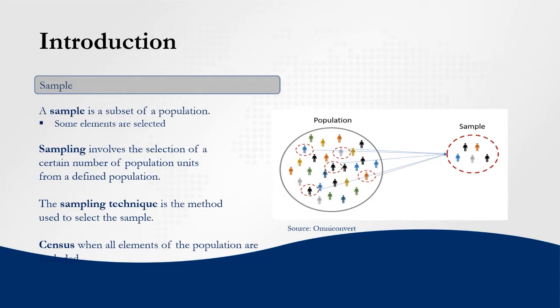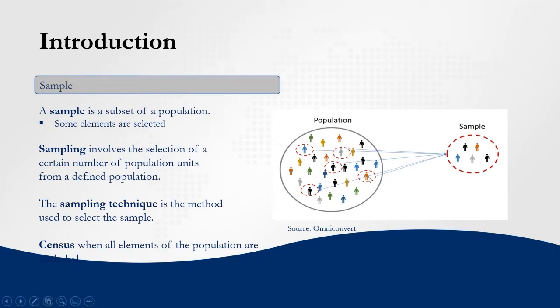When we talk about sampling, it is the process of selecting a certain number of population units from a defined population. So the population has to be defined, as I explained at the beginning. You are selecting a subset, a certain number that you have decided on based on some guidelines or sampling theory. The sampling technique would be the technique that you will be using to select the sample.